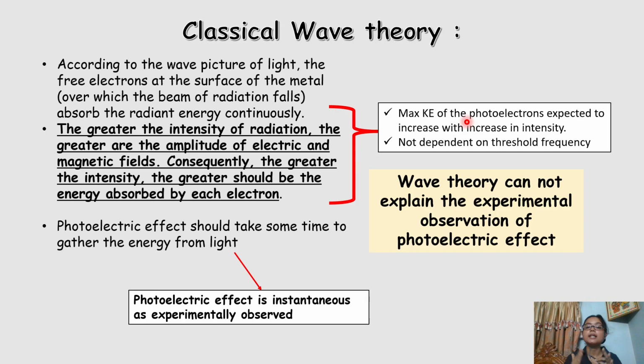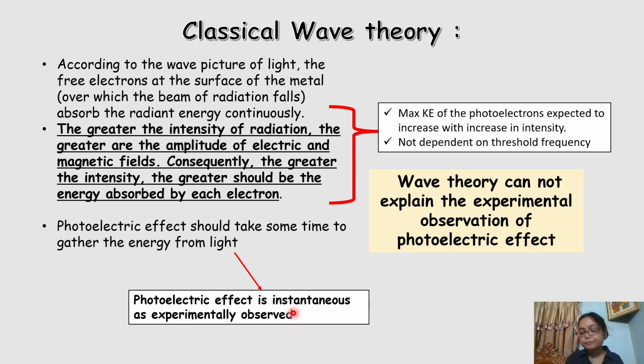Also, it cannot explain the presence of any threshold frequency. And also, if I make a low intensity light incident, then the photoelectric effect should be observed only after a long time, but it is observed from the experiments that the photoelectric effect is instantaneous. So all these experimental observations cannot be explained through the classical wave theory.